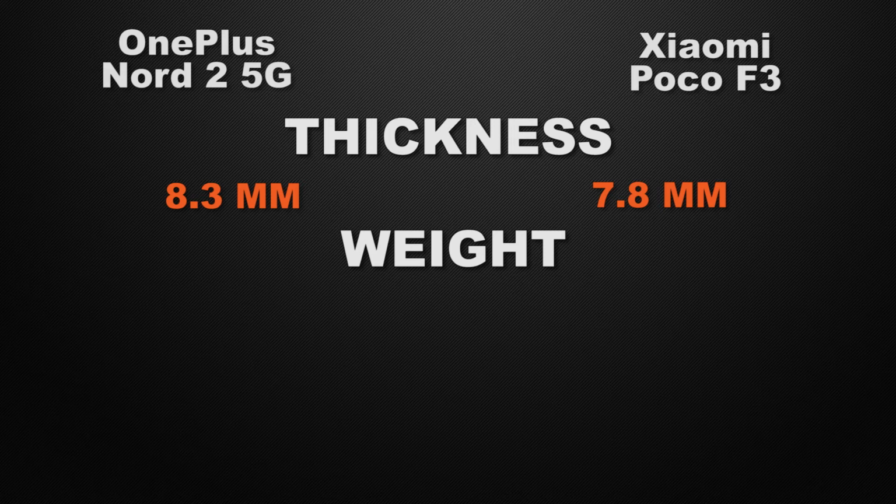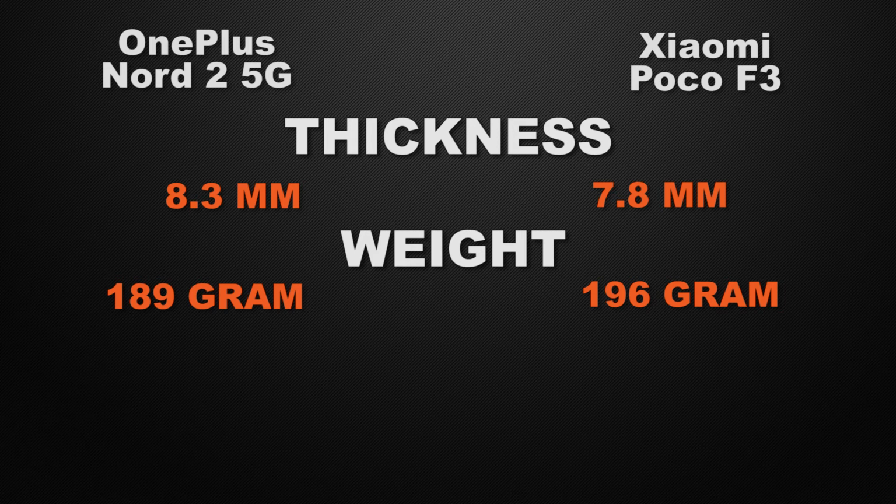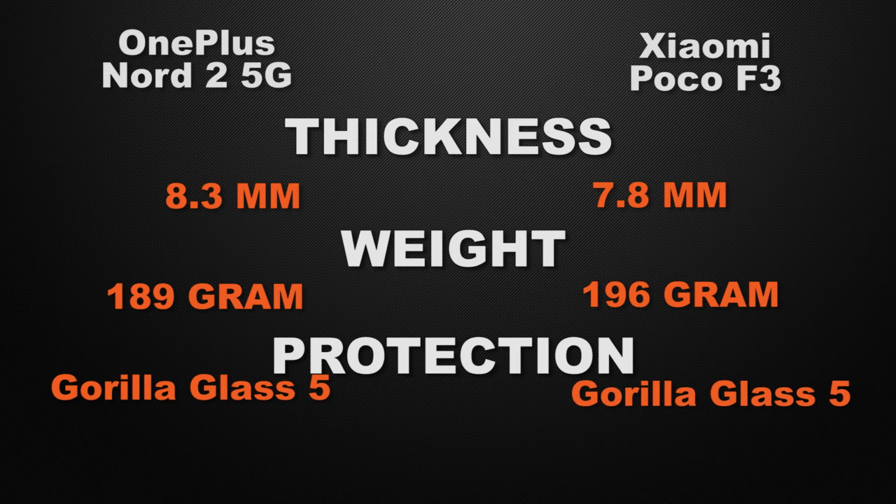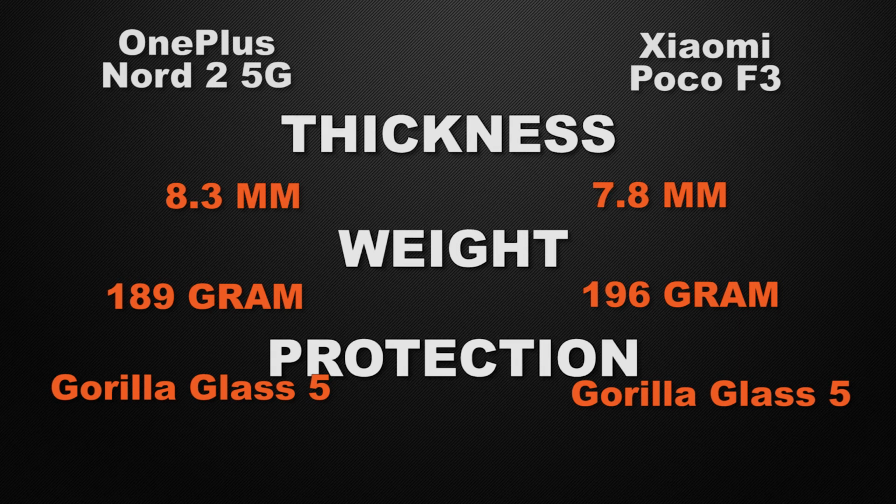Talking about the weight of the devices, Nord 2 comes with 189 grams of weight, whereas F3 has 196 grams of weight. So the winner here is Nord 2 because it has a lighter body weight. And about the protective glass of the devices, Nord 2 has Gorilla Glass 5, whereas F3 has Gorilla Glass 5. So it's a tie because both devices have the same generation of glass.